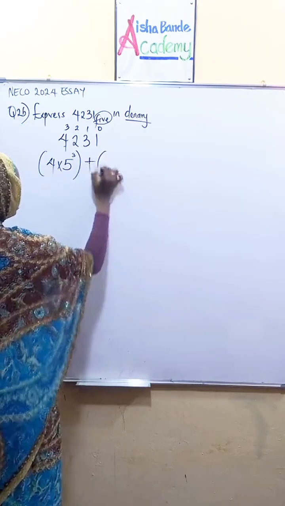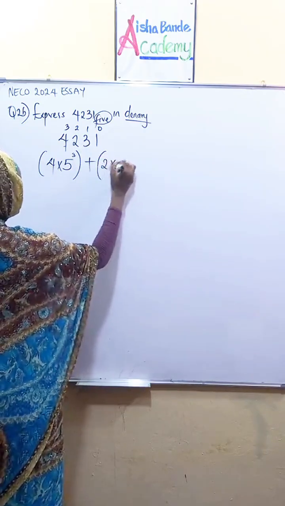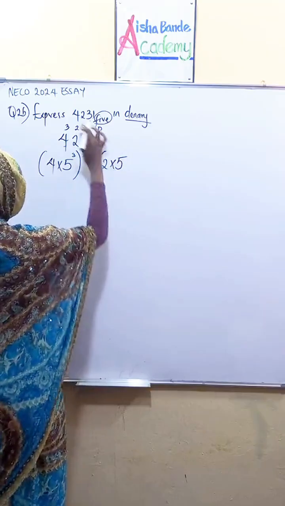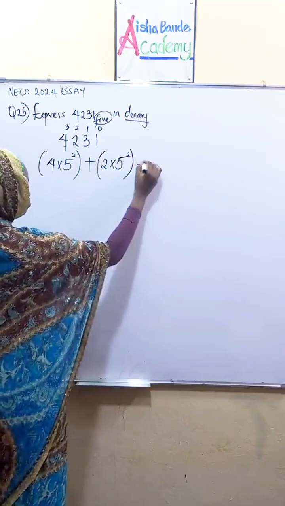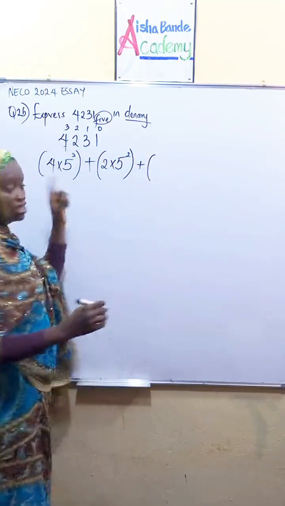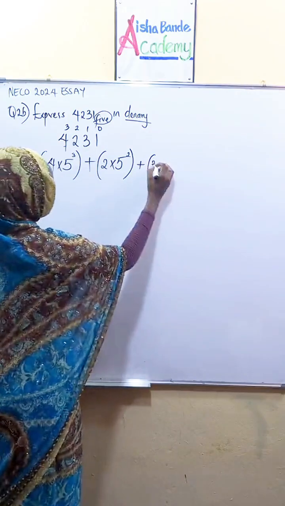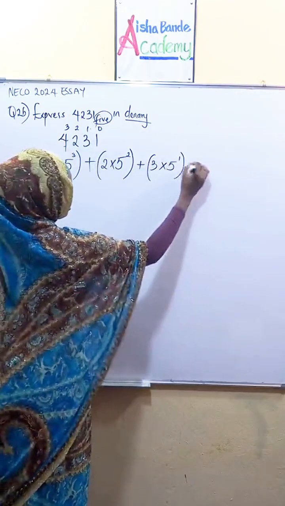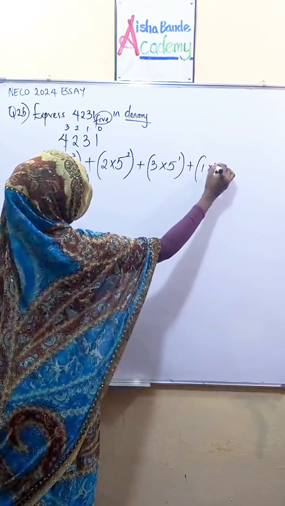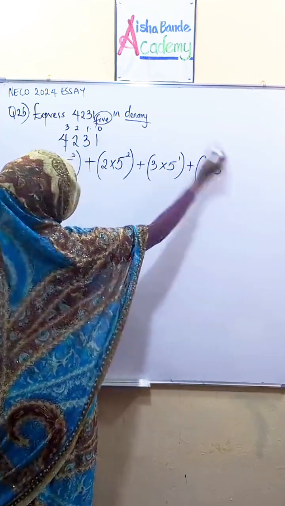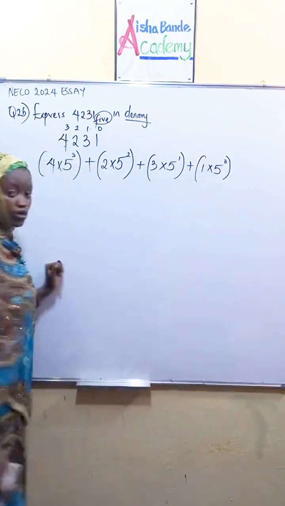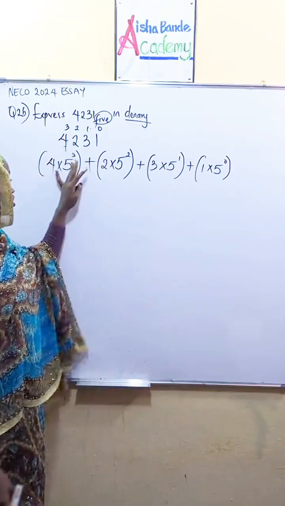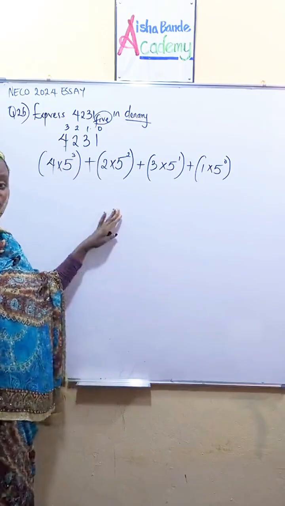So this is plus the next figure, which is 2 times the base again, 5 to the power of 2, plus the next figure, which is 3 times the base 5 to the power of 1, then plus the last figure, which is 1 times the base 5 to the power of 0. We have to study this step for more clarification.